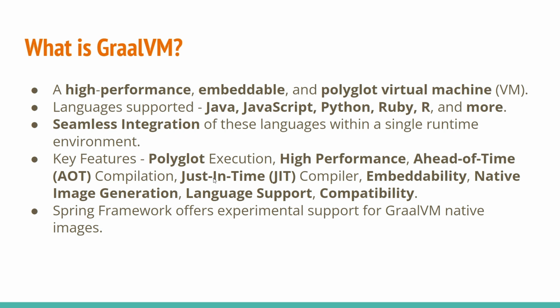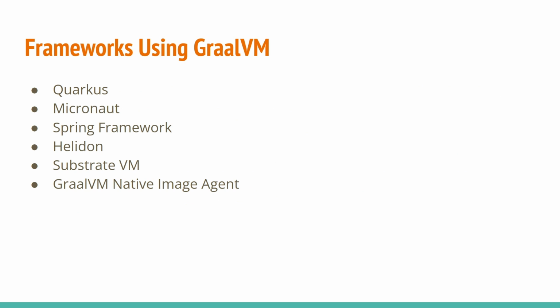There are several frameworks which are using GraalVM. So as we are seeing, Quarkus is a Java framework designed for cloud native platforms. We already know this. Quarkus makes an excellent choice of making use of GraalVM. And next is Micronaut. Micronaut is another Java-based framework for building lightweight and efficient microservices. It again provides native image support through GraalVM to create standalone and fast starting applications. Spring framework, as we already know, provides experimental support for GraalVM native images.